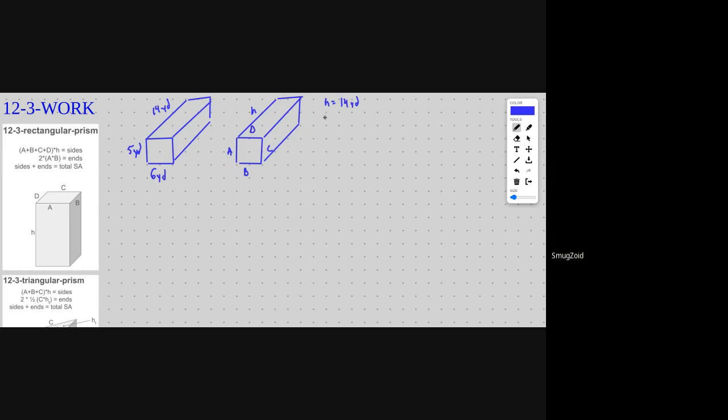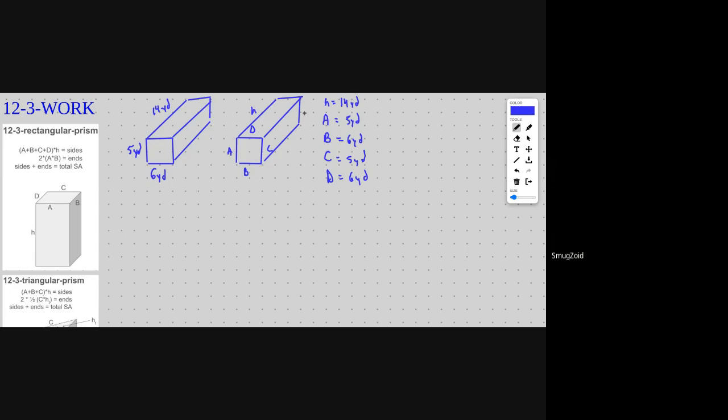So I could look at A as being equal to 5 yards. B equals 6 yards. C equals 5 yards again. Now you say, well, how's that? Well, you're going around: 5 yards, 5 yards, 6 yards, 6 yards. So D would be equal to 6 yards. And you'll understand why I'm doing this when it gets down to doing the calculations. And the end is just A times B, right?